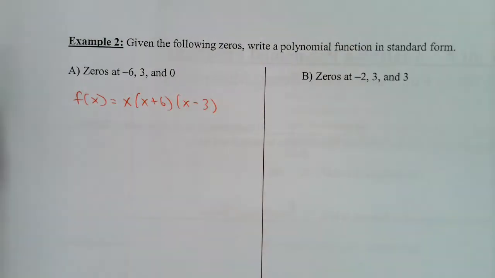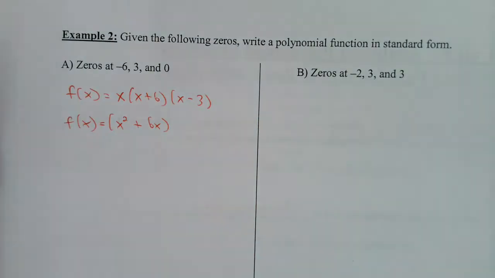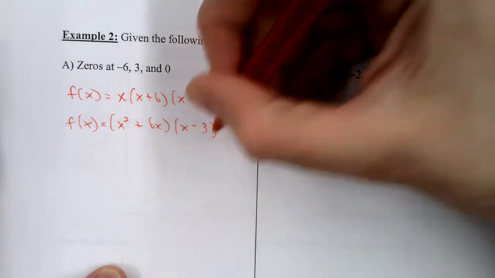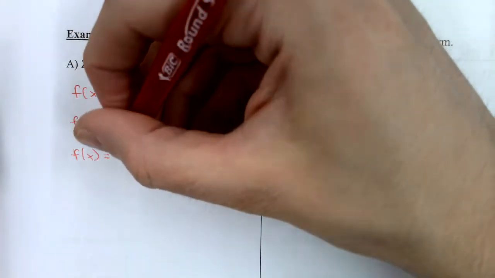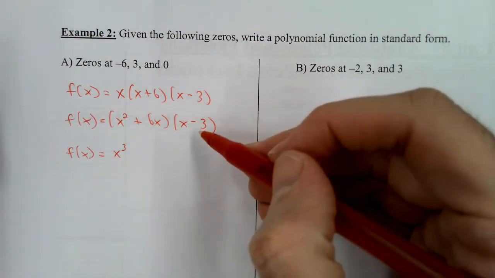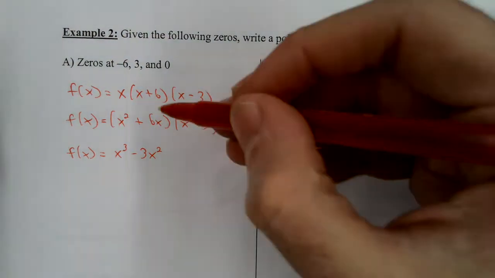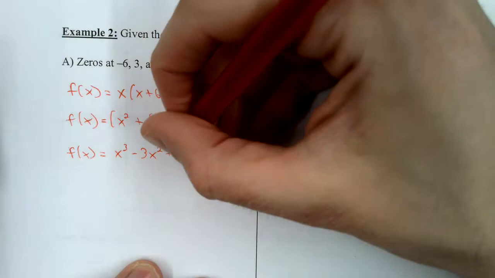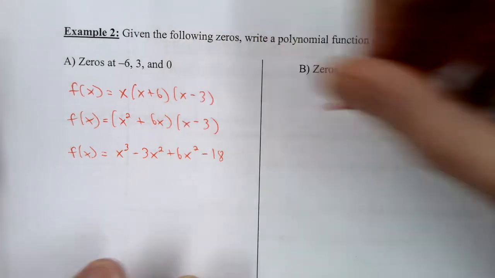Let's multiply x times x plus 6. Let's distribute that x to get x squared plus 6x, times x minus 3. And now you're going to distribute again. x squared times x is x cubed. Then you have x squared times negative 3, which is negative 3x squared. Then you have 6x times x, which is plus 6x squared. And finally, 6x times negative 3 will be minus 18x.